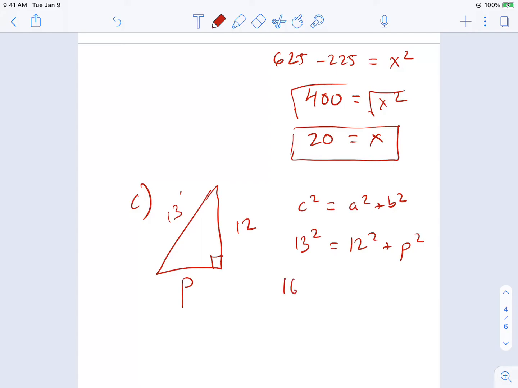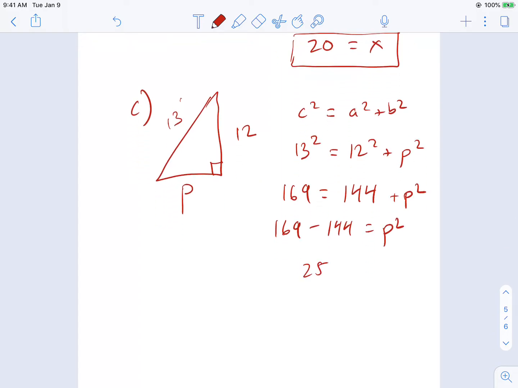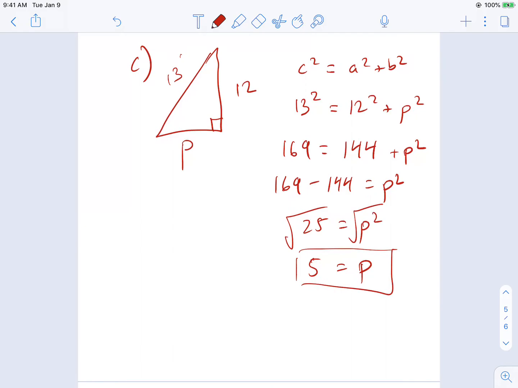So we'll do the math. 169 equals 144 plus p squared. Bring that over just like we did in our other examples. 169 minus 144 equals p squared. That gives me 25 equals p squared. Take the square root of both sides. We get 5 equals p. Perfect. And now I think we have numbers 4a and c. Let's make sure. Yep, 4a and c.